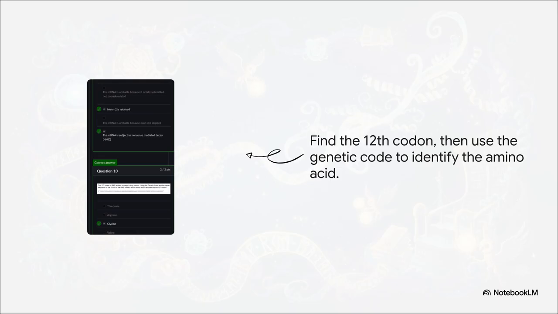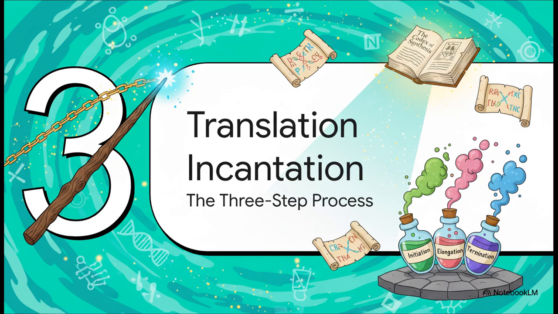And here we go. This is a perfect example of a classic Pasquinelli-style exam question. You'll get a long mRNA sequence, and she'll ask something like, what amino acid is encoded by the 12th codon? The trick here isn't to get intimidated. You just have to be methodical. Carefully count your codons in groups of 3, find the right one, and then just look it up on the genetic code chart.